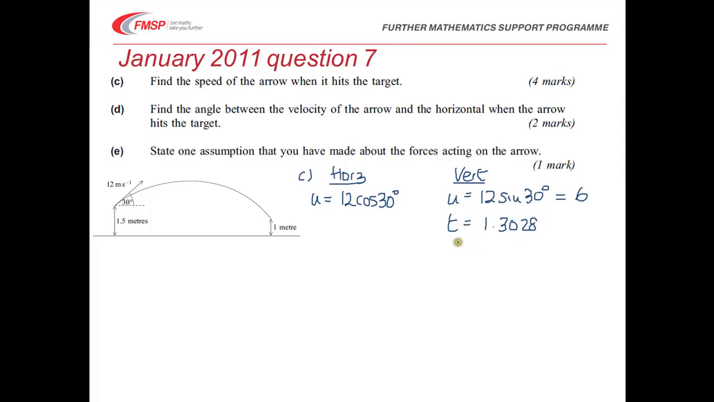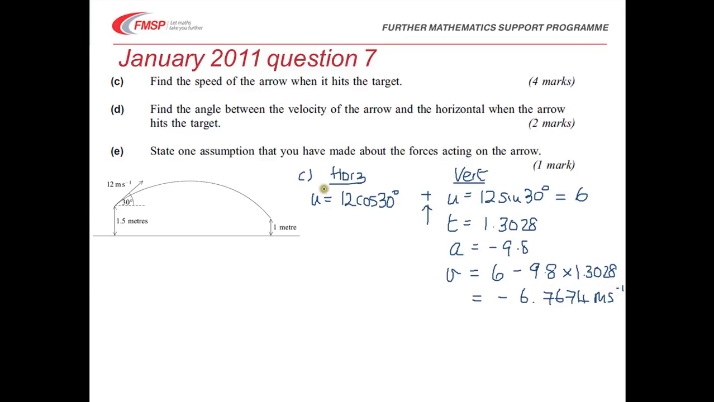And we also know that the acceleration was negative 9.8 because we were taking upwards to be positive. So using v equals u plus at, we can find the vertical velocity: v equals u, which will be 6, plus at, which will be minus 9.8 times 1.3028. And that turns out to be minus 6.7674 meters per second.